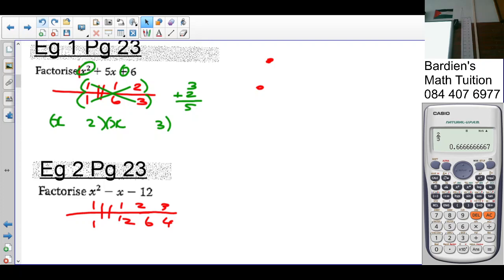People, let's look at example 2, page 23. Are we going to add or subtract these factors? Subtract. Why are we going to subtract these factors? Last term is negative. So make that note there. And you find the factors from it. It's okay?